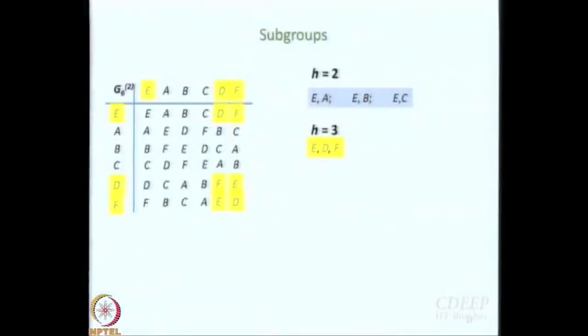Anything else? EBCD would be kind of trivial because EBCD can be broken down further into, no, EBCD will not be, you have to include F as well, isn't it? Even if you try to make EBD, you will find that F will be required, because don't forget DD is F, right? If D is there, you cannot do without F, right?